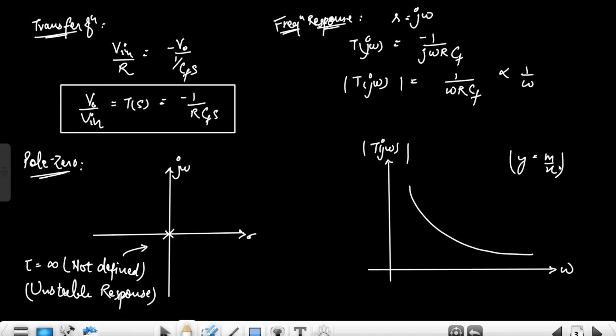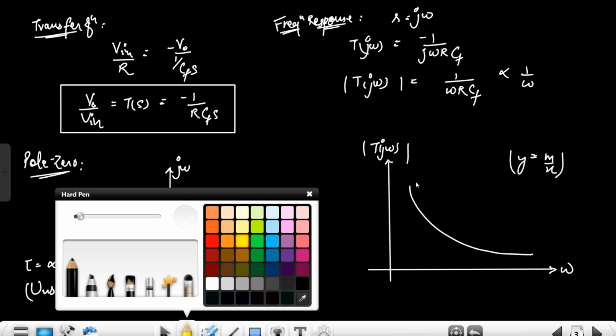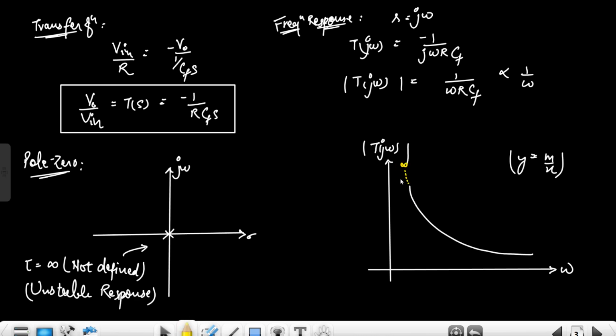xy equals m, this is the rectangular hyperbola form, y equals m by x. At zero frequency, the magnitude is tending towards infinite, right? This tending towards infinite at zero frequency is known as the low frequency instability, because at low frequency it is becoming unstable. This is the low frequency instability or low frequency roll off, and this is the drawback of this ideal integrator circuit. To avoid this drawback, we use the practical integrator circuit that I'll discuss in the next video. So this is the magnitude plot, right?